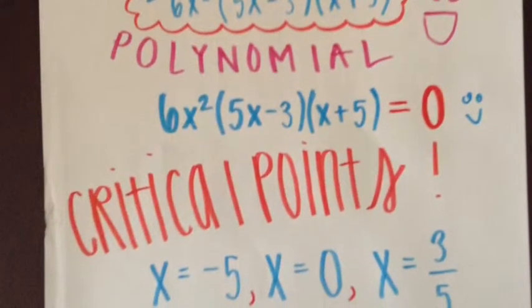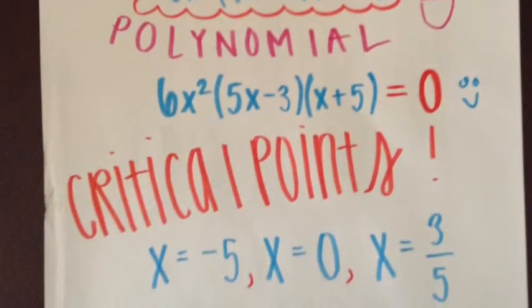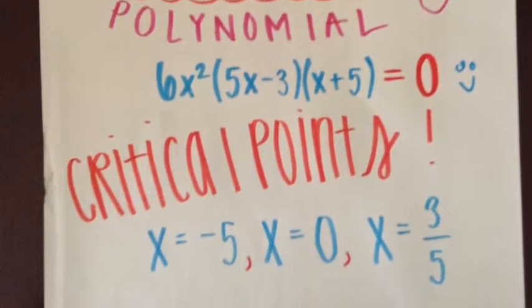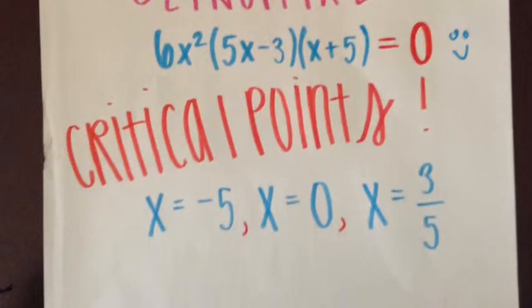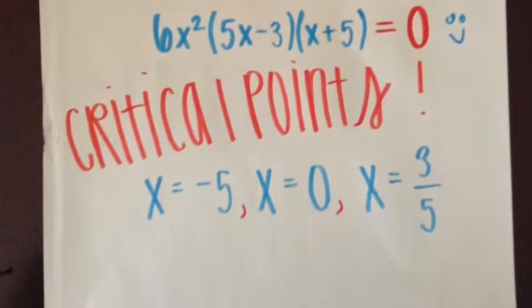Because this is the factored form of the derivative, it's pretty easy to identify the three critical points. They are x equals negative 5, x equals 0, and x equals 3 over 5. So as we can see, polynomials are fairly simple functions for finding critical points. Most of the more interesting functions for finding critical points aren't polynomials, however, so let's take a look to find out more. This requires a little bit more effort on our part.